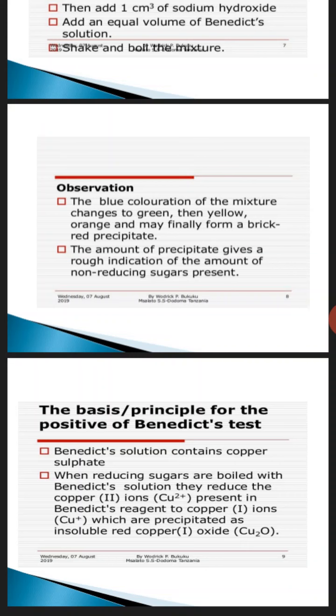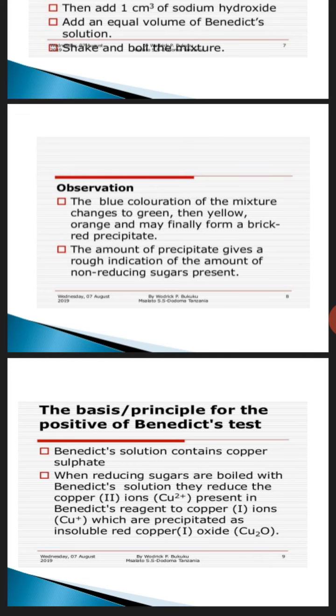So for sugars we are doing the Benedict test. In our next practical class we will do the tests for fats, starch and protein. I hope you have understood this. It's very simple: we have done the Benedict test for reducing sugars and non-reducing sugars, and what is happening is that copper in the +2 oxidation state is changing into the +1 oxidation state and is precipitated as Cu2O, which gives the red color.